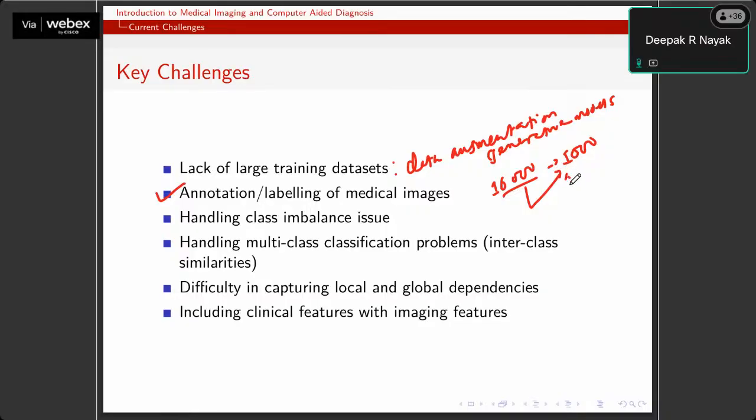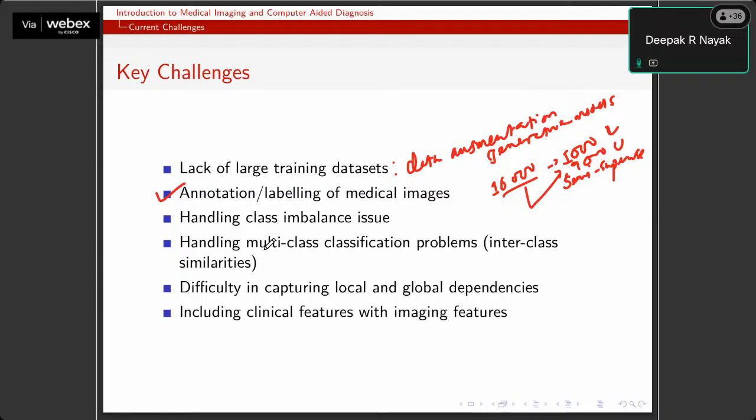So you can think of applying a semi-supervised kind of approach here, where some of the samples are labeled and some of the samples are unlabeled. So how do you generate pseudo labels for those 9,000 samples and use them for training the model? That is what semi-supervised learning is about. That is how you can address the challenges of annotation or labeling of medical images.